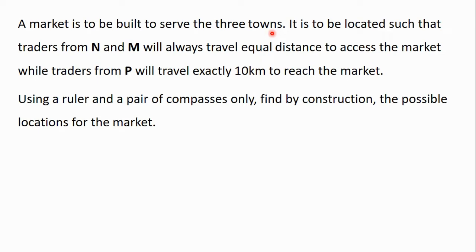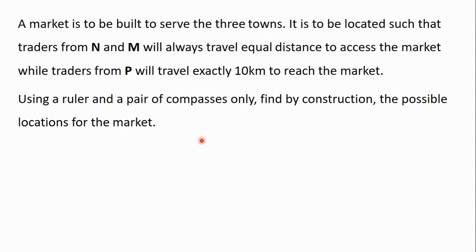The second part of the question says that a market is to be built to serve the three towns. It is to be located such that traders from town N and town M will always travel equal distance to access the market, while traders from town P will travel exactly 10 kilometers to reach the market. Using a ruler and a pair of compasses only, find by construction the possible locations of the market.